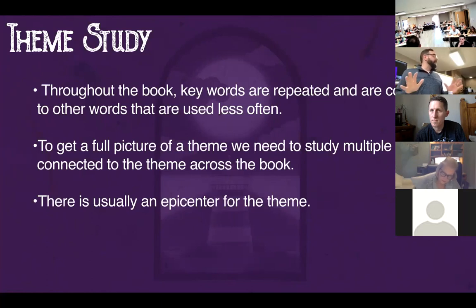It's like, whoa, John, that is heavy on us as we're thinking about these things. And we're like, man, loving God, loving other people, that must be hard. And he's like, no, guys, it's not burdensome. So right in the middle of that big theme, we see another word that's connected and used less often. So we found some theme there. To get a full picture of a theme, we need to study multiple words connected to the theme across the book.